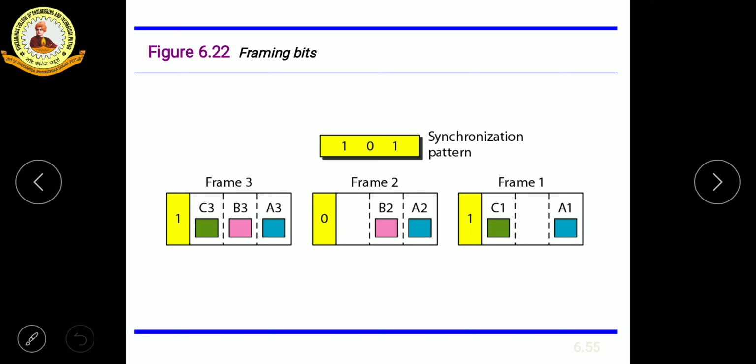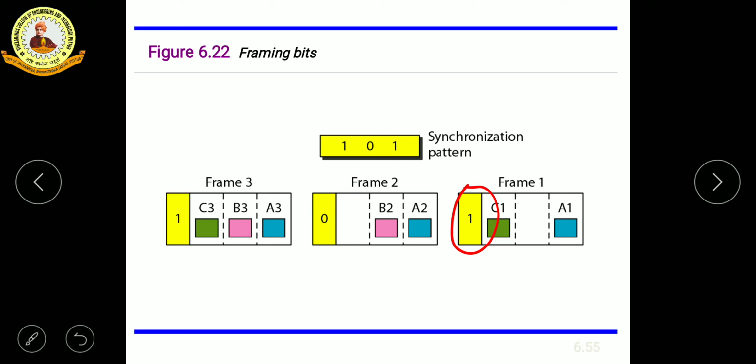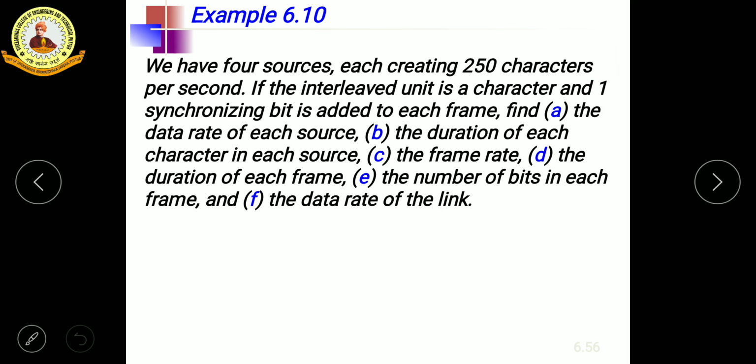Because we have to get to know whether we have correctly sent the frames, or whether they are received by the correct channel or not. For this sake we need framing bits. So this is the framing synchronization pattern 101. See here, 1 is sent at the starting of the frame, then 0, and then 1: 1 0 1. So using this we can synchronize, and we can get to know whether each channel has received its data correctly or not, right?